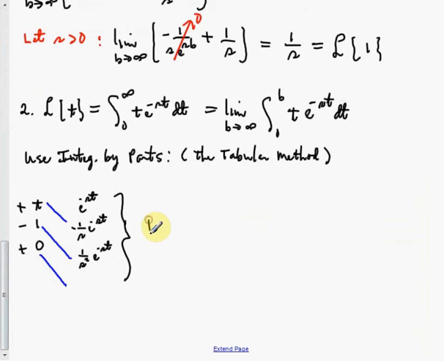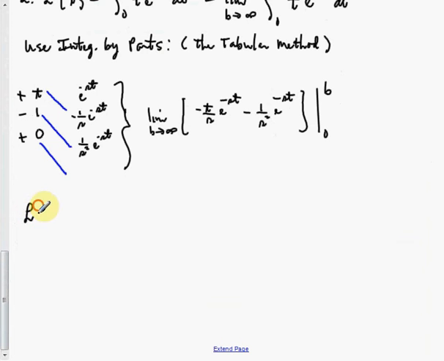And so now this becomes the limit as b goes to infinity. And so the integral here just becomes these terms here. So this is negative t over s times e to the negative st. And then this is minus 1 over s squared times e to the negative st, and we close that up, and we evaluate the t from 0 to b.